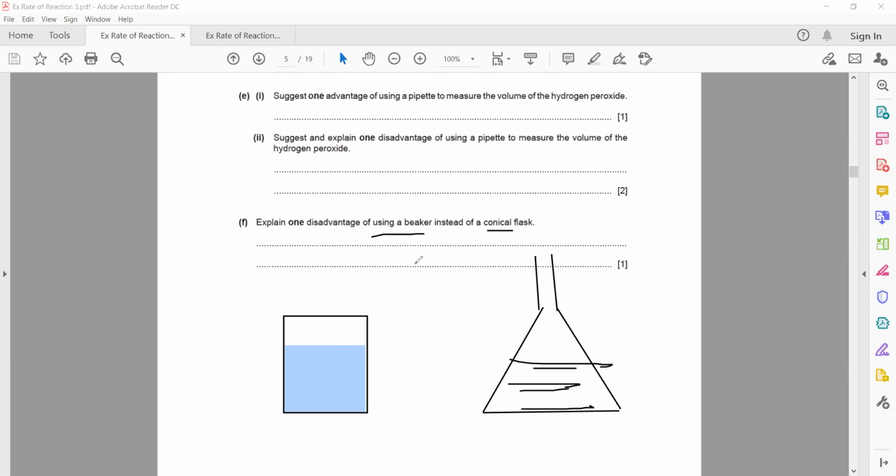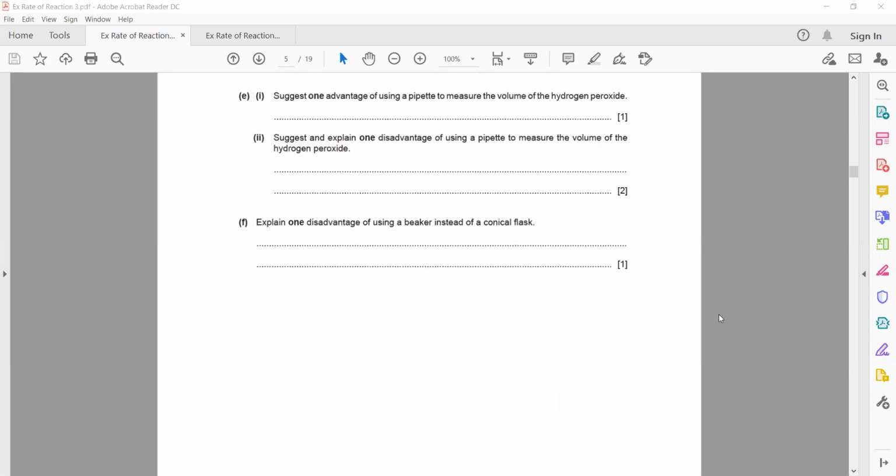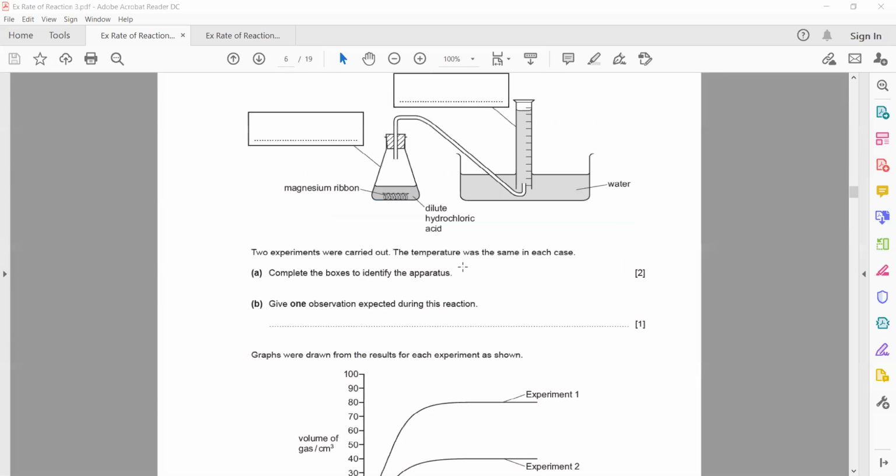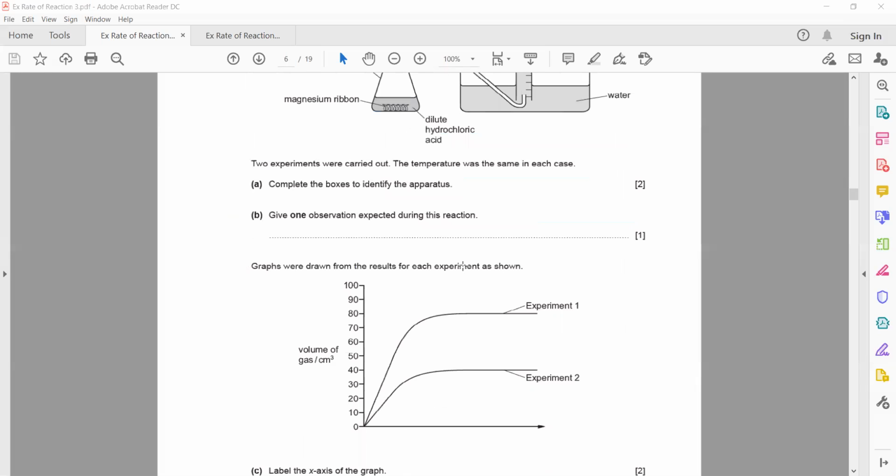So it's easy to mix solution in a conical flask rather than a beaker. One disadvantage of using a beaker instead of a conical flask: it is difficult to mix or shake the solution. Because it is difficult to mix, it will spill. Question number 2, any doubt? Mention the part. Question 2, any doubt?